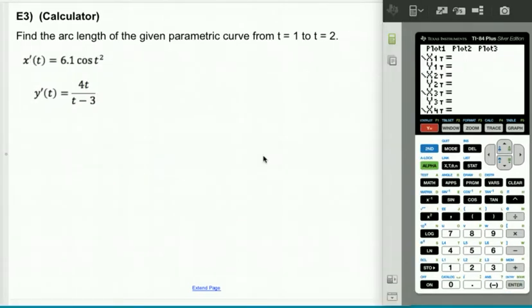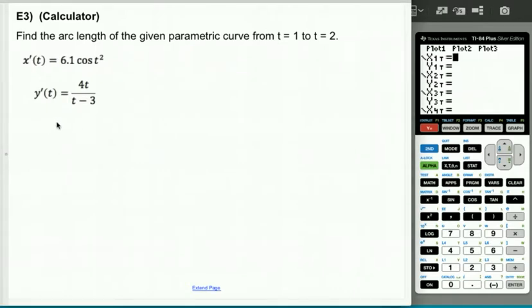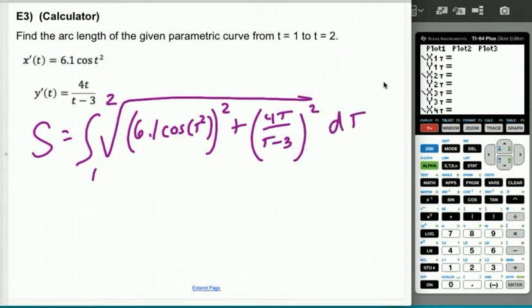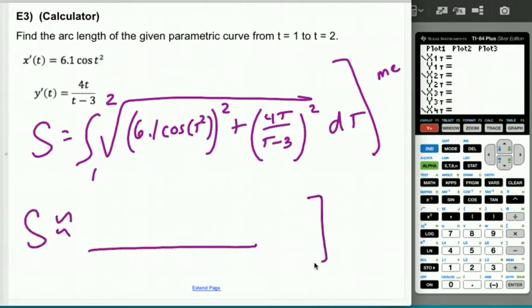All right. So let's go ahead and do another example. So this time we're actually given x prime and y prime. So we don't even have to do the step where we find that, right? So we're asked to find the arc length from 1 to 2. So I'm going to have to write that the arc length is the integral from 1 to 2 of my x prime, which is the 6.1 cosine of t squared, plus my y prime, which is the 4t over t minus 3 squared with respect to t, right? So this part's me. And then I'm going to use my calculator to find the answer, right? So when I go to type this in, I don't have to differentiate.